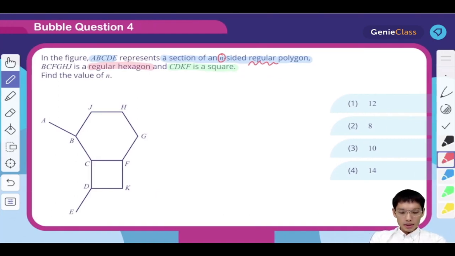Alright, good job. But take note, I want to find a particular value of n. What should I do? First things first, ask yourself, hexagon means what? Okay, find the value of n. What will I have?